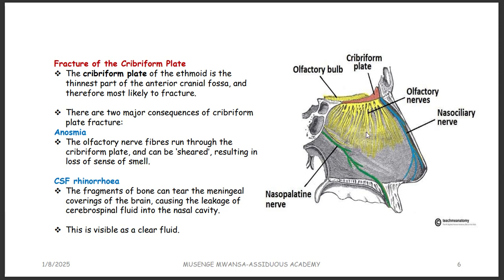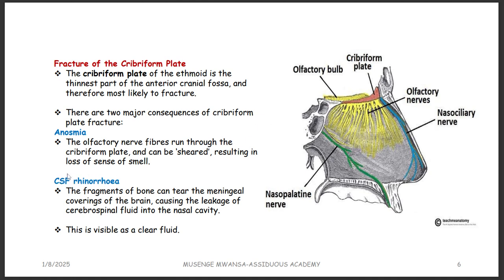This is the passage of cranial nerve number one through the foramina of the cribriform plate. When you fracture the cribriform plate, there is a communication between the nose and the cranial cavity where the brain is. The brain is surrounded by meninges: the dura mater, arachnoid mater, and pia mater, which contain cerebrospinal fluid. So if there's an injury to this cribriform plate, someone will start having a drip of cerebrospinal fluid through the nose.